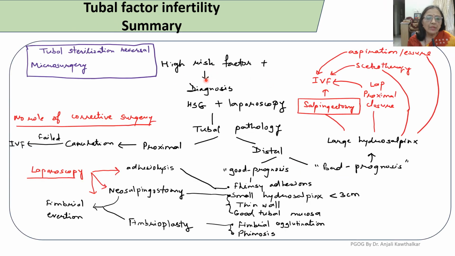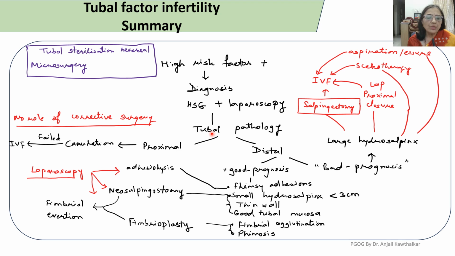To summarize, whenever there is a high risk factor for tubal factor of infertility, we need to diagnose the tubal factor by hysterosalpingography and laparoscopy. Combination of these two is usually used rather than sono HSG. At least I have not used this. What I have used is HSG and laparoscopy, and many centers are using the combination. These two are combined, and usually it suffices to diagnose a type and extent of the tubal factor of infertility.